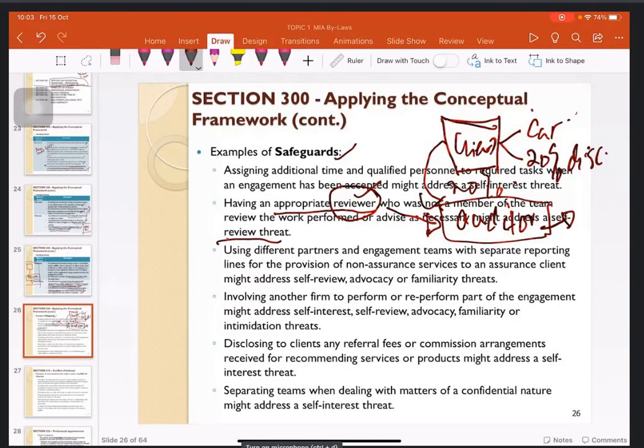Actually semua benda kita kena review kan, tetapi yang you punya kita akan closely review the working paper. Faham tak kelas? Faham ya, madam?